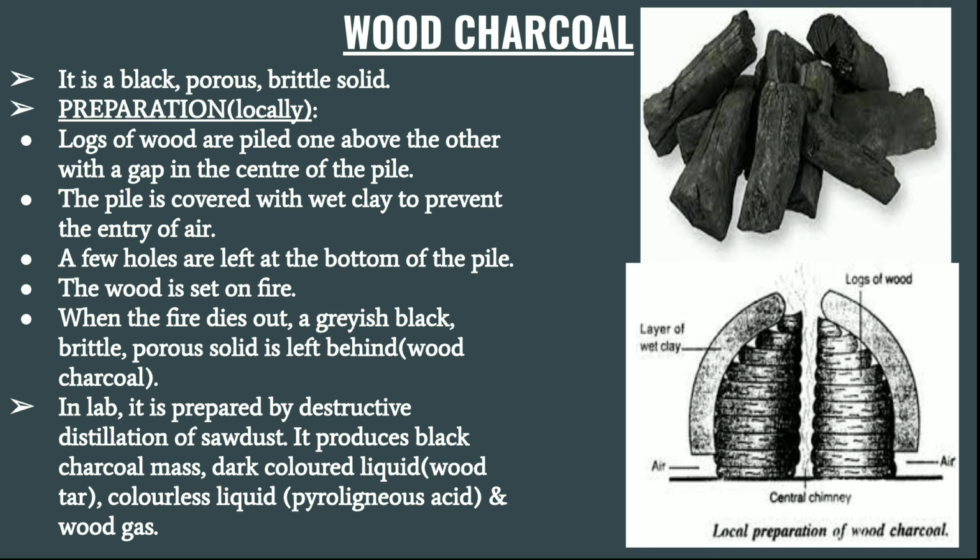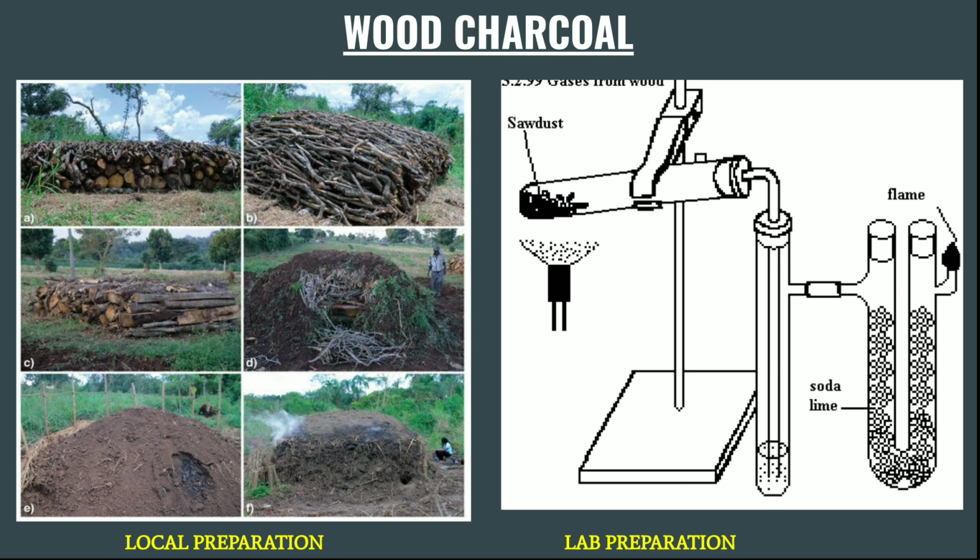Now when the fire dies out, a grayish black, brittle, porous solid is left behind, and that is the wood charcoal. And in the laboratory it is prepared from sawdust, which undergoes destructive distillation, and then it produces a black charcoal mass with the byproducts: a dark colored liquid, that is wood tar, a colorless liquid, that is pyroligneous acid, and wood gases. This is about the preparation of wood charcoal. This is the picture. See how the logs of wood are piled and then covered with clay. This is the lab preparation picture.